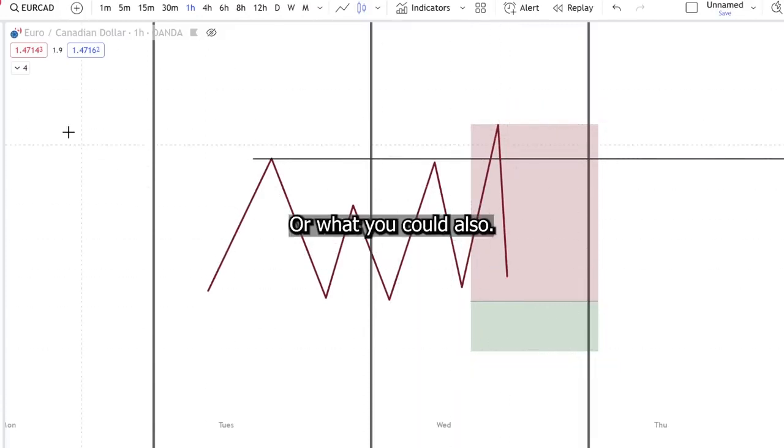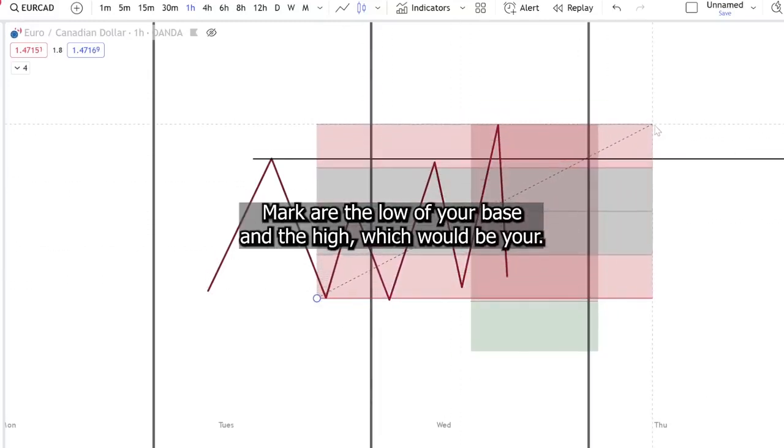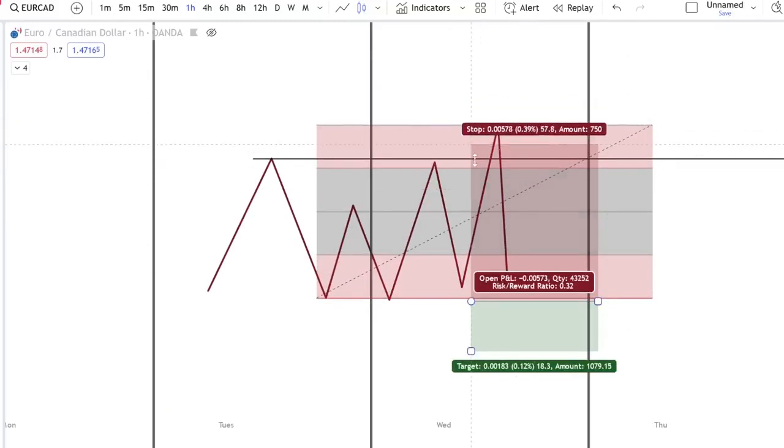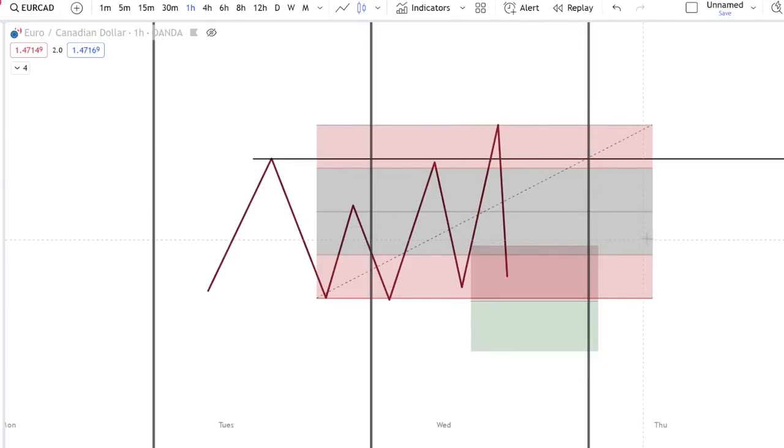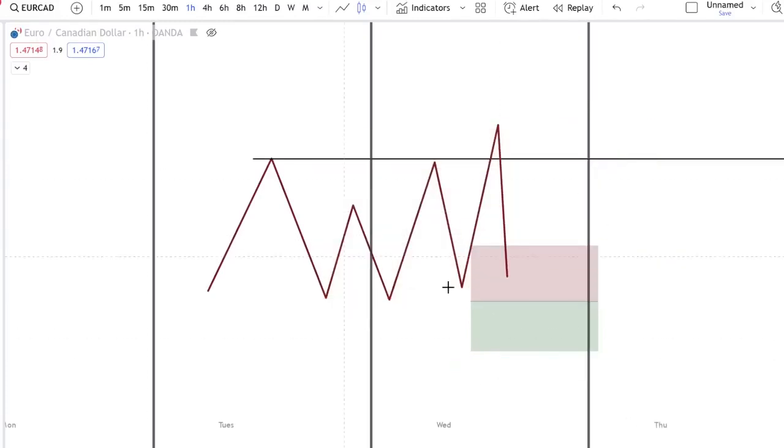Or what you could also do is pull out your fib, mark out the low of your base and the high, which would be your stop hunt, and have your stop loss a little bit above your extreme zone. So somewhere right here. And then what you're waiting for is once price breaks this level, you're in the trade.